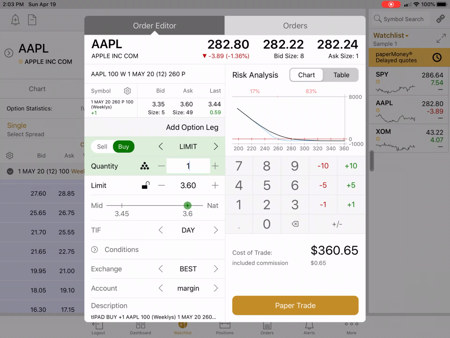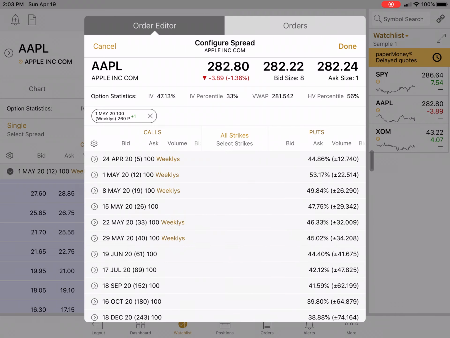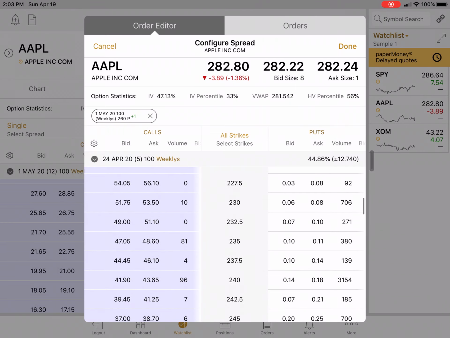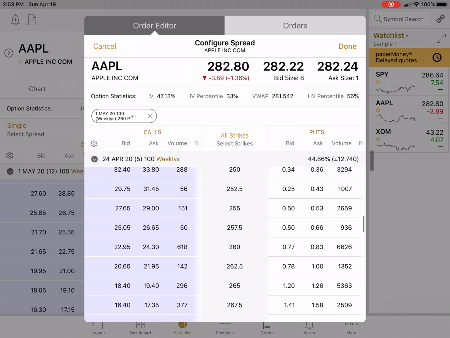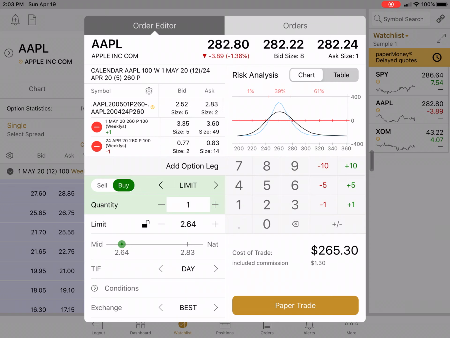This is expensive, so I'm going to add an option leg, and this time, because this is a horizontal calendar or a time spread, to make this cheaper, I'm going to write a put option at a shorter maturity. So the same strike price at 260, except I'm going to be writing it this time at 77 cents. So I'm going to tap on the 77 cents. So tap on done, and then let's talk about it.